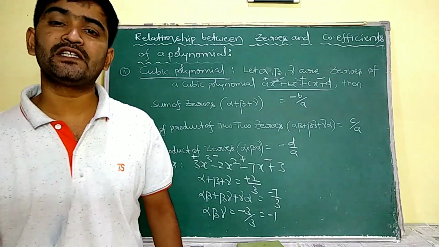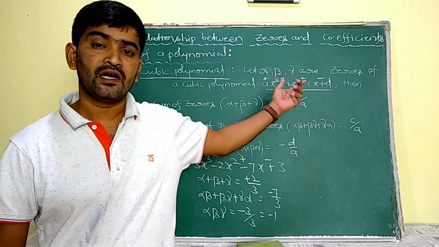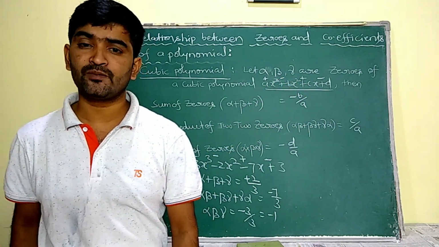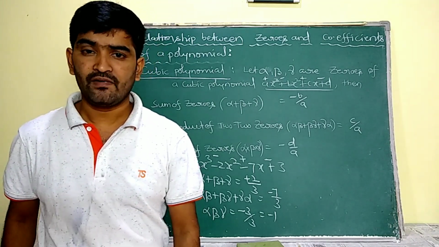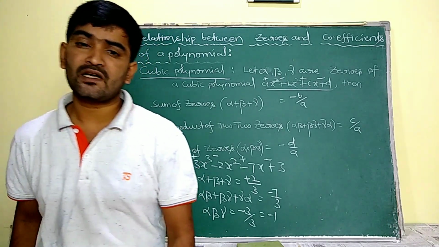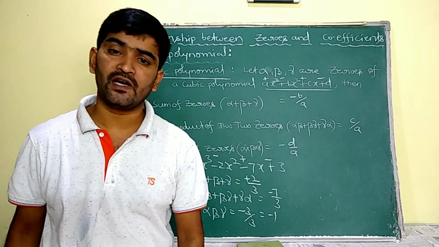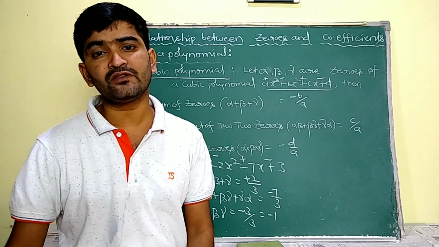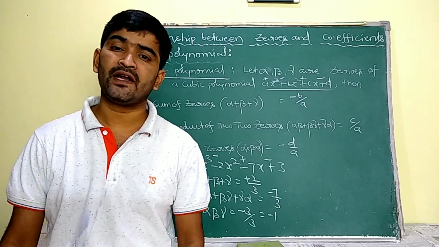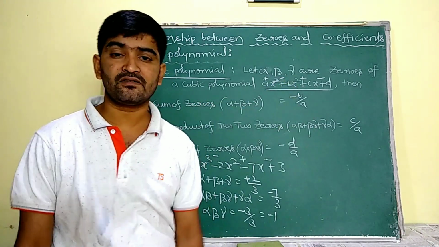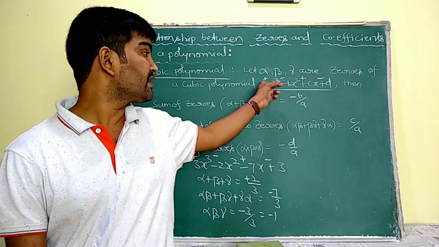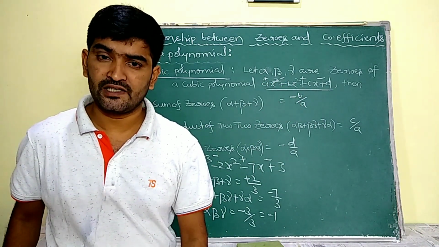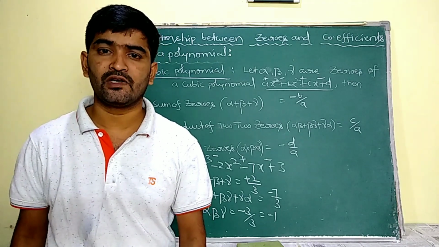If they ask you to write the formulas, then you have to consider the standard form, that is the general form of the cubic polynomial, to write the answers. For example, if they ask what is the sum of the zeros of a cubic polynomial, then you have to write minus b by a. If you want to write in detail, that is minus the x square coefficient by the x cube coefficient. In this way you are going to answer it. I hope you understand, everyone.